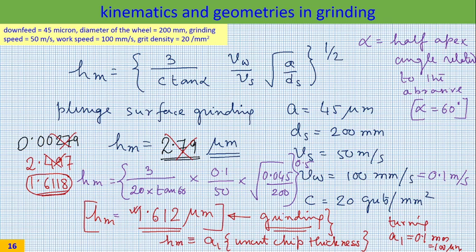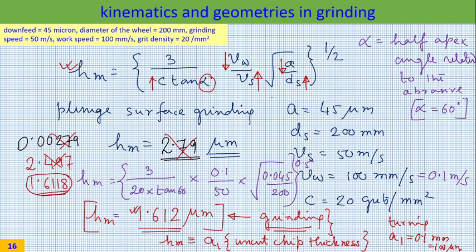So how do I reduce HM? Can any one of you suggest something? I have not discussed it, but in front of your eyes there is an expression for HM. Just look at that expression and tell me how to reduce HM. Mathematically, do not think about the practicalities. Muralidhar, you are responding? Increasing VS, sir. Okay, fine, that is a very good answer. So you increase VS. Anybody else? Give a mathematical answer, nothing else. Reduce VW, reduce A, increase DS, increase C.